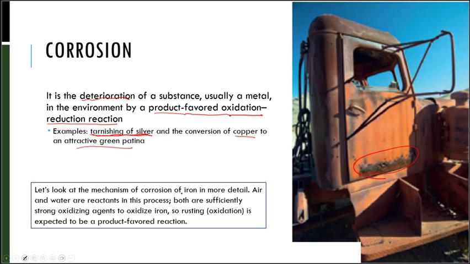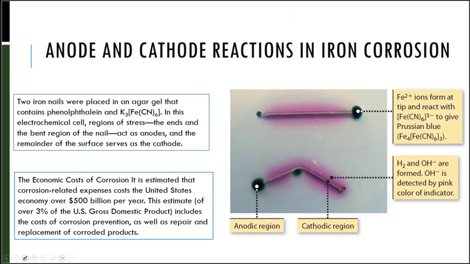Let's look at the mechanism of corrosion of iron in more detail. Air and water are reactants in this process. Both are sufficiently strong oxidizing agents to oxidize iron. So rusting, oxidation, is expected to be a product-favored reaction. Here's just a visual looking at 2 iron nails.